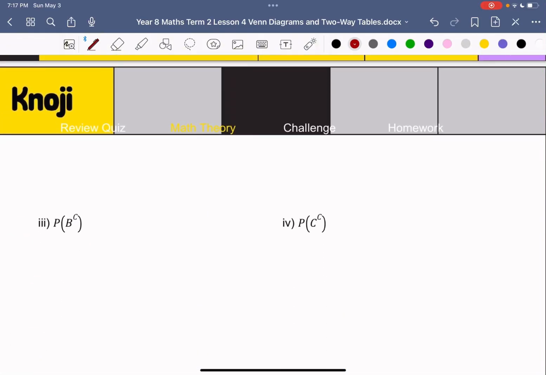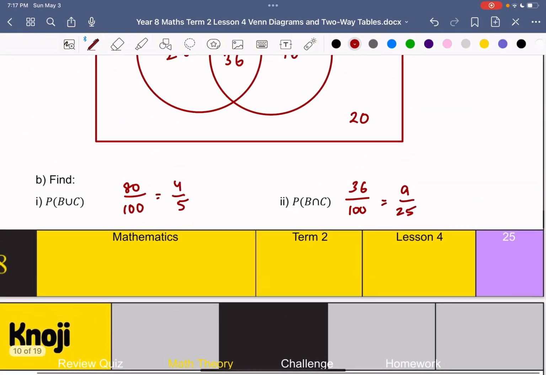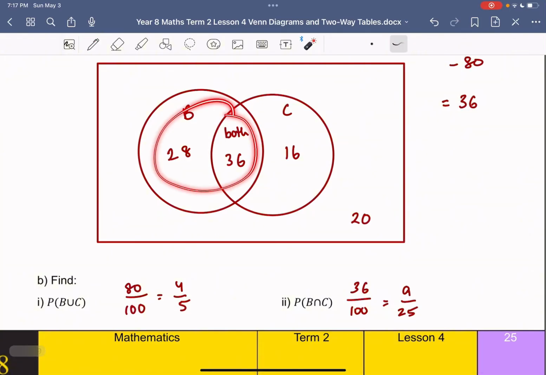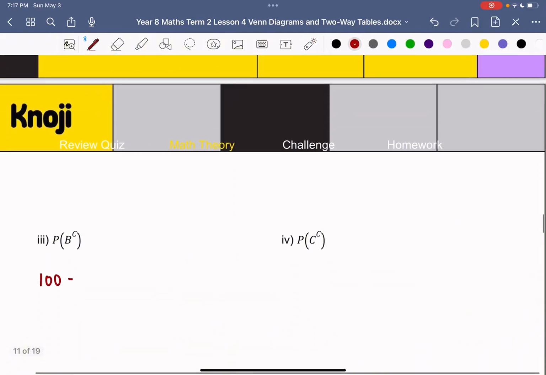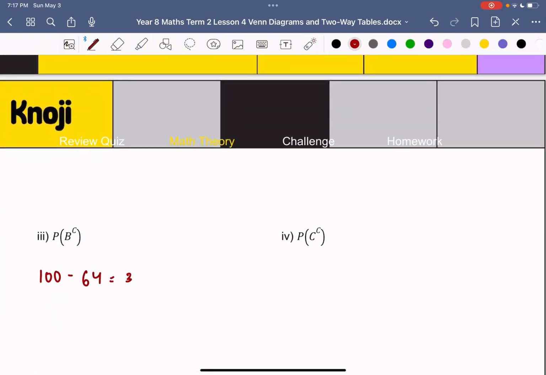The next one says the complement of B. So 100 minus who does not play basketball. That would give me 64. So minus 64 leaves me with 36 students. So the probability is 36 out of my 100 students, which is 9/25.